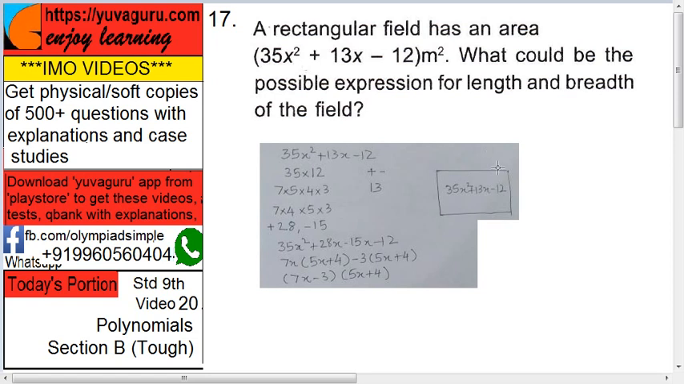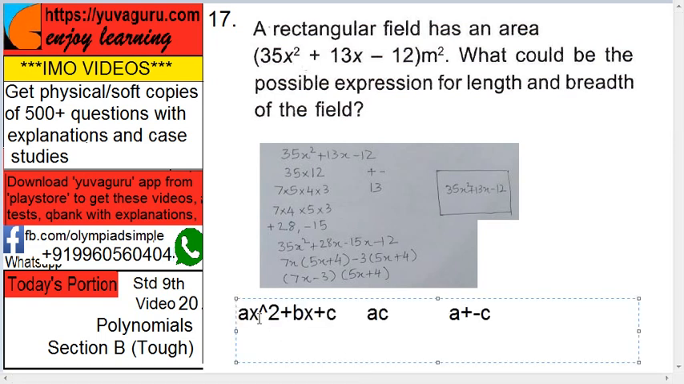There can be many answers, but we have to find out the nearest one. So it's quite easy. Don't get too bogged down by this. Just you have to solve this expression. See, this is 35x² + 13x − 12. Now how to solve this? You might be knowing how to solve.